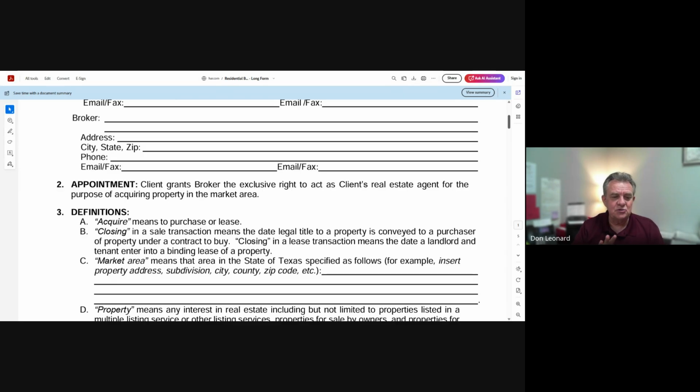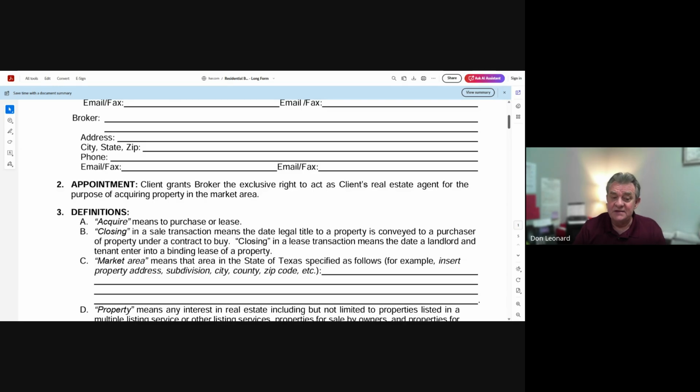All right, then we get to section 3. Acquire means to either purchase or lease, again, because this is a buyer/tenant representation agreement. Closing in a sale means that date that legal title gets conveyed to a purchaser. C is market area, and we're going to spend a couple of minutes on this one.